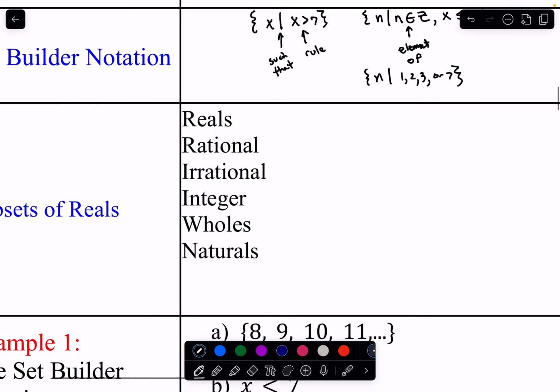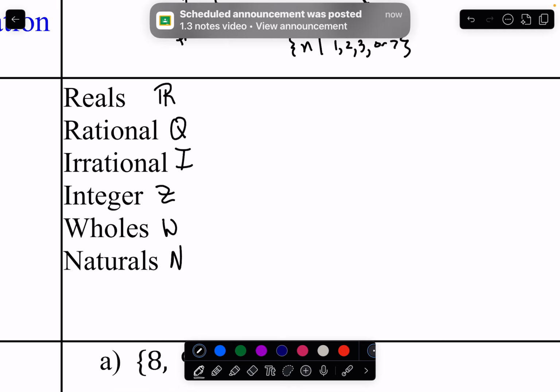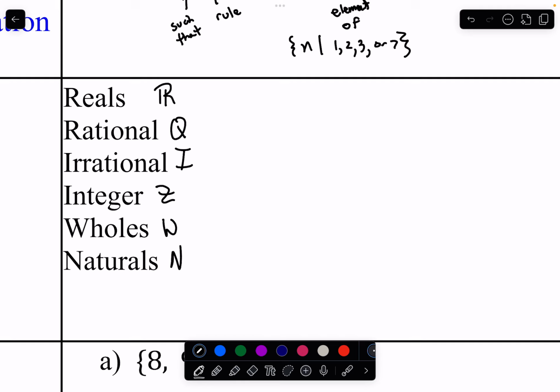Now, when it comes to subsets of reals, the real number abbreviation is usually a capital R, or sometimes you'll see one that has a double back to it. The abbreviation for rational is Q, irrational is I, integer is Z, whole number is W, and natural number is N. And those are capitalized. And if you were to type them, you would even sometimes see them bolded or almost cursive in a way. Okay.